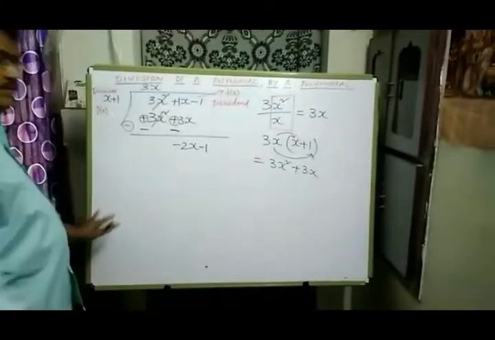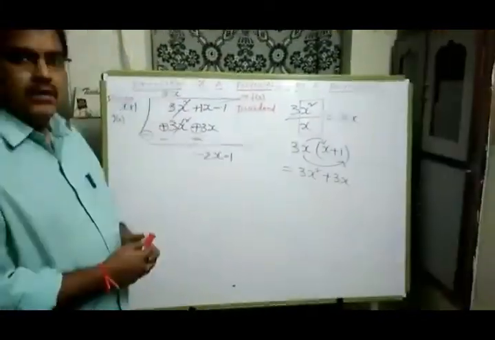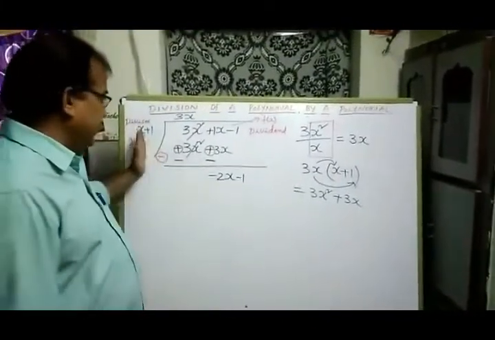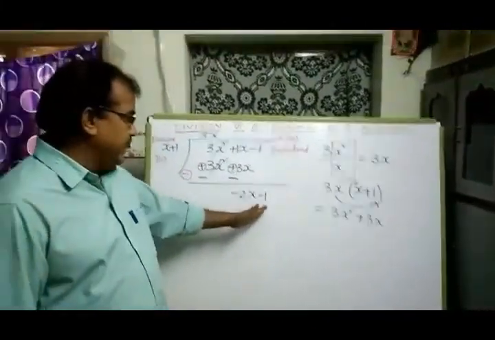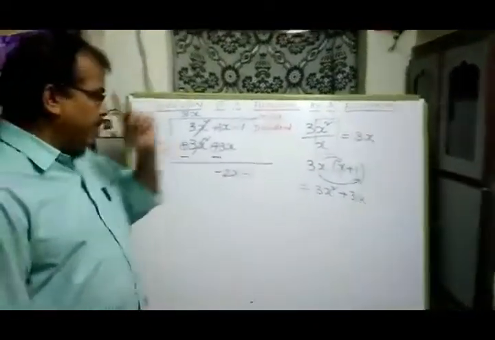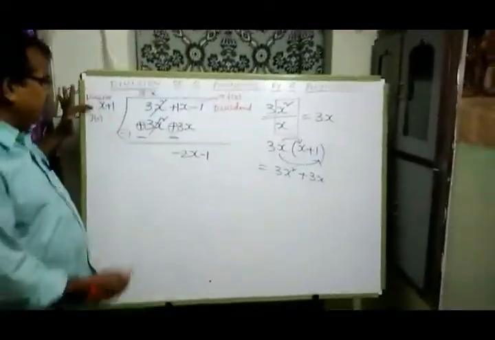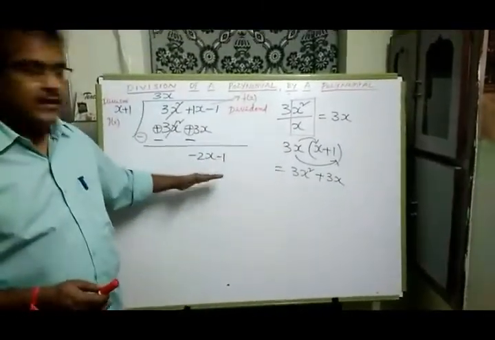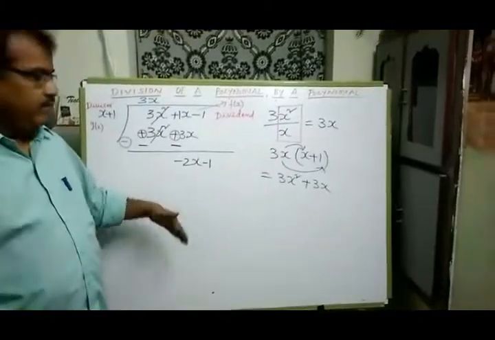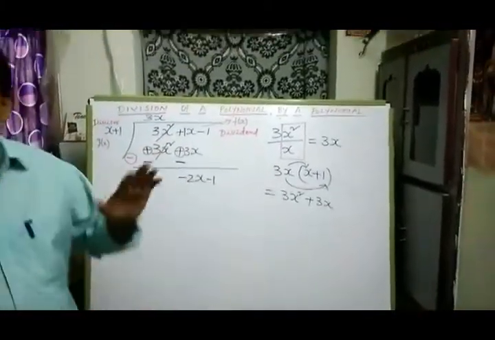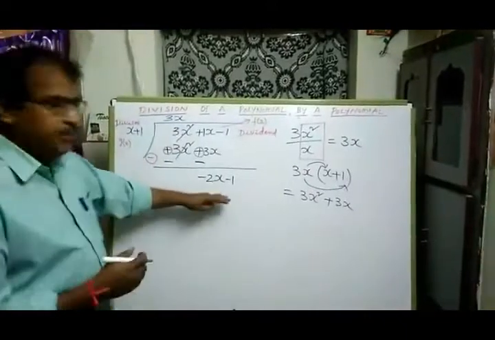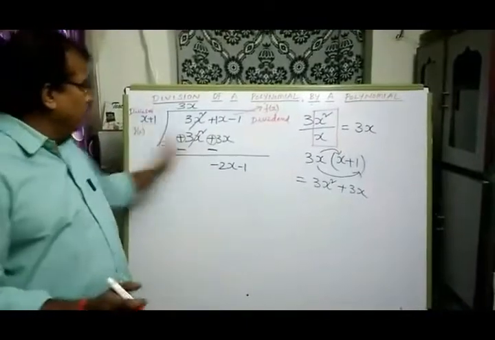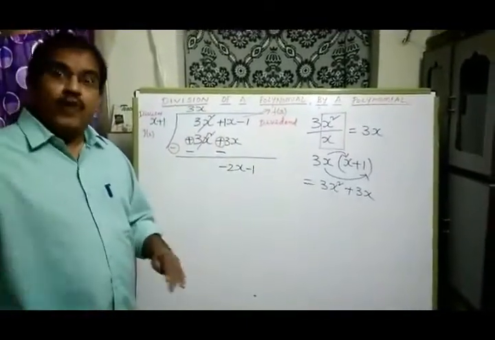Now perform the division again. This is minus 2x minus 1 and x plus 1. One important point: what is the degree of this polynomial? 1. What is the degree of the divisor? 1. That's why we again perform the division. Only when the degree is less than the degree of the divisor can we stop. Now both degrees are equal, so perform the division.